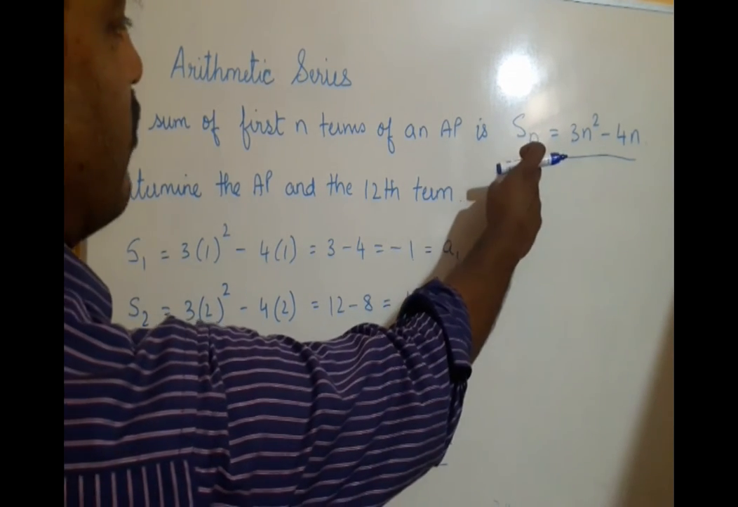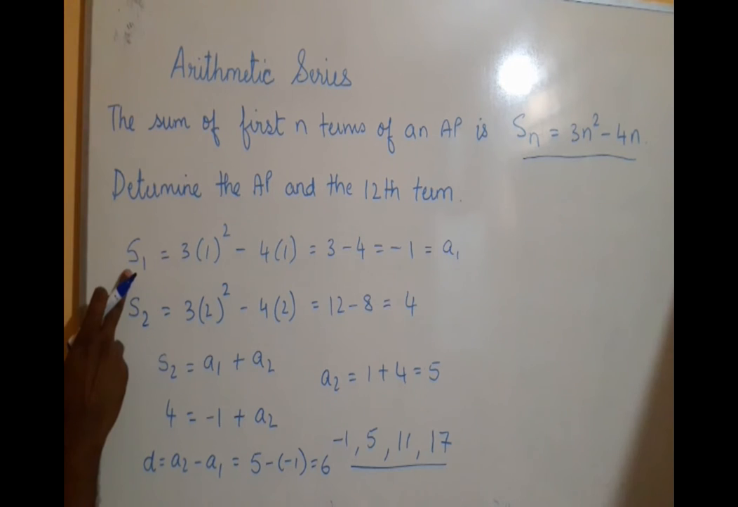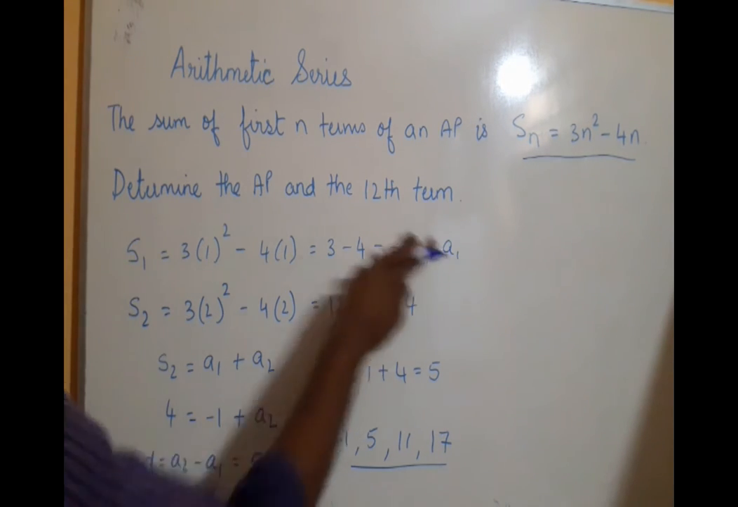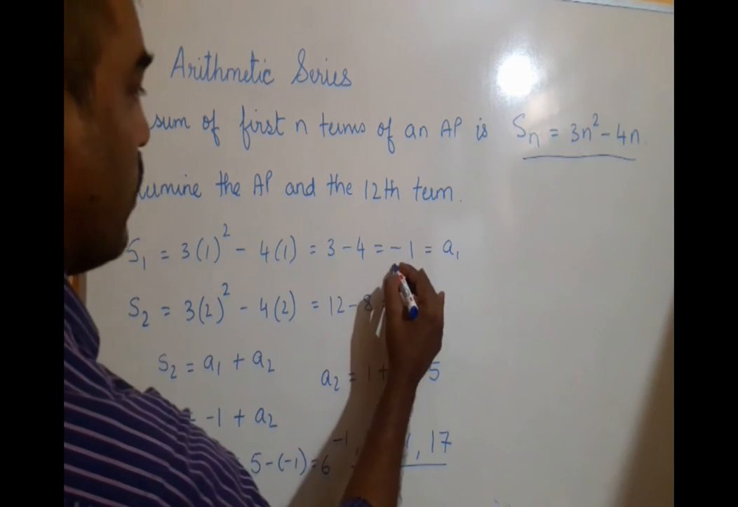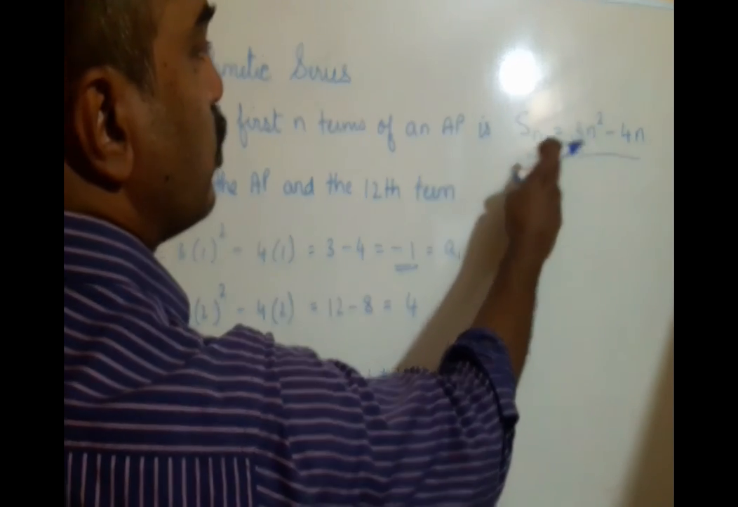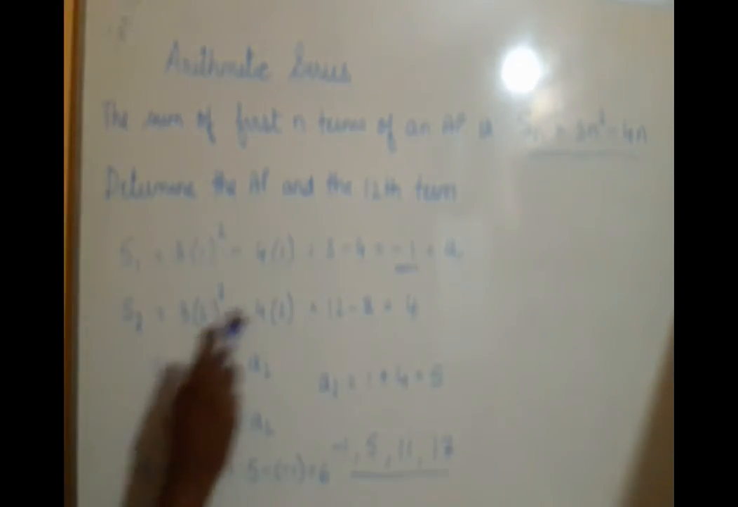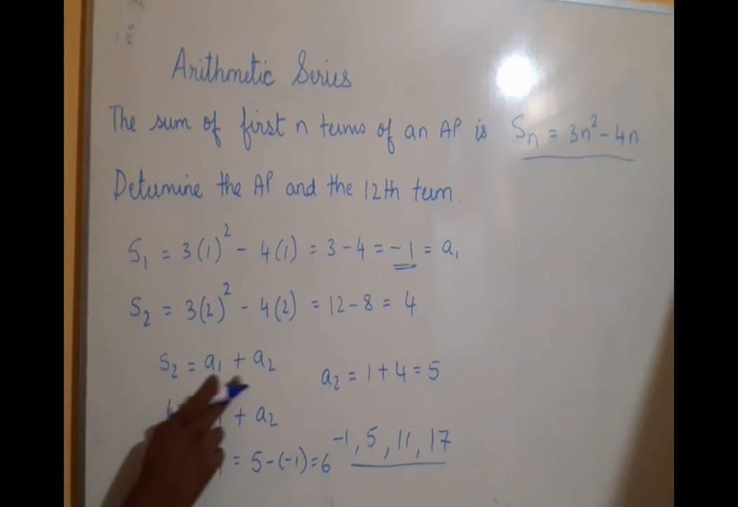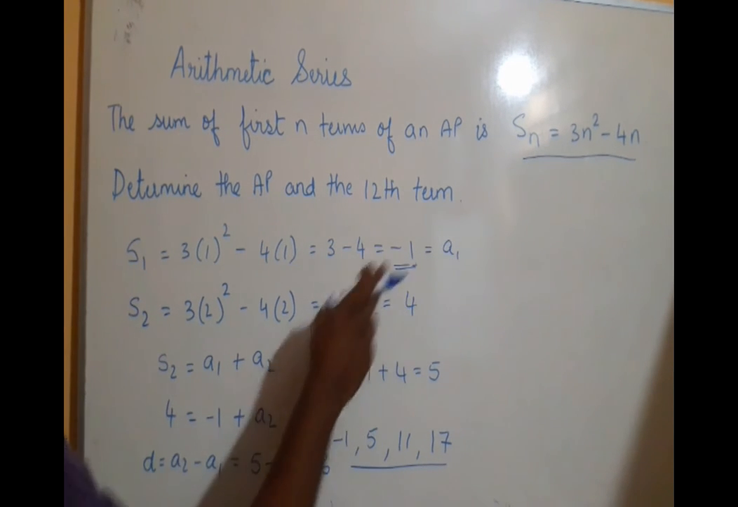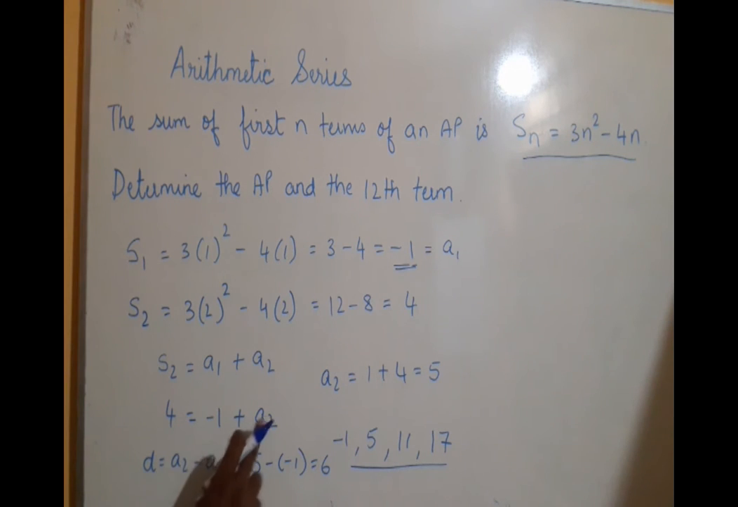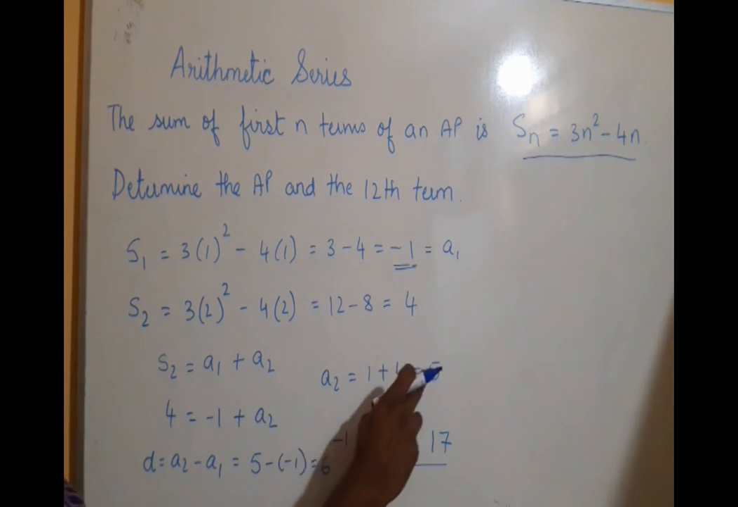So putting n equal to 1, I get S1, the sum of the first term. But the first term is only the same term because there is nothing to add. So the first term or the first sum is the same, -1. Putting n equal to 2, we get the sum of two terms. We got 4. But the sum of two terms, so S2 is A1 plus A2. We knew A1 from the previous equation. Putting the value, we got A2 equal to 5.